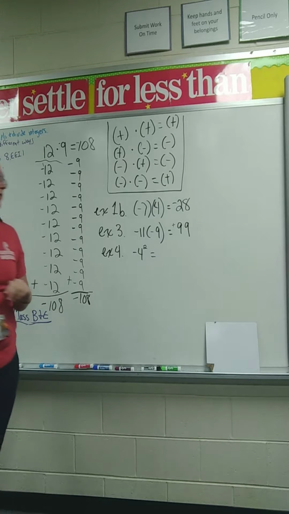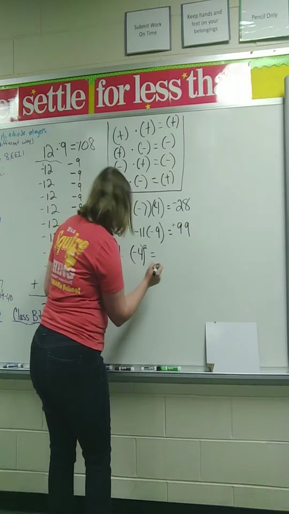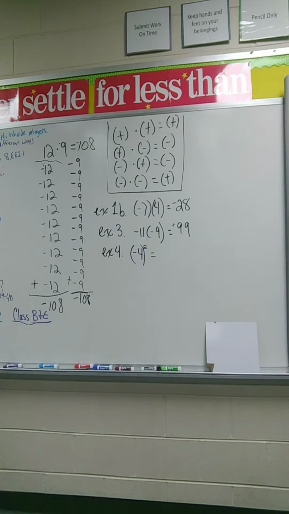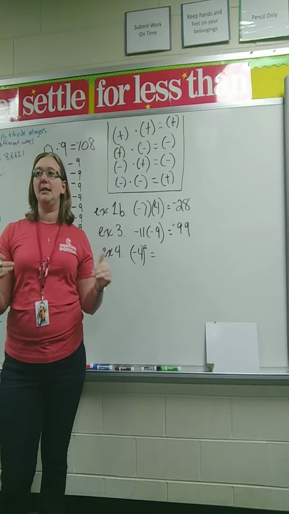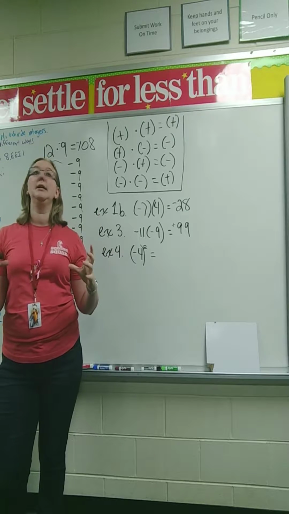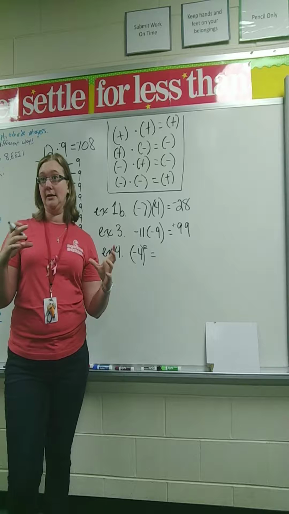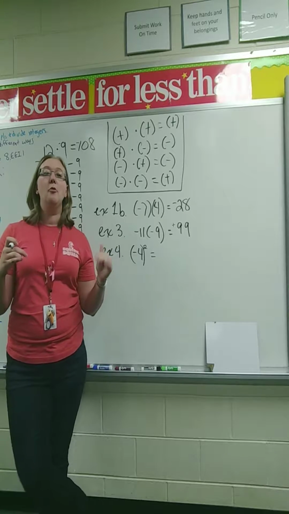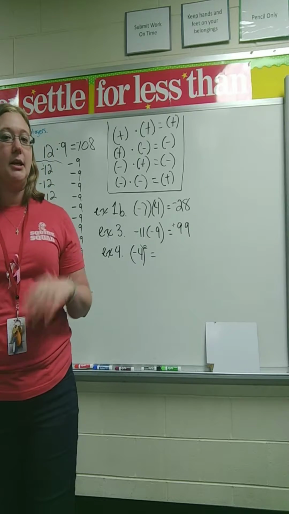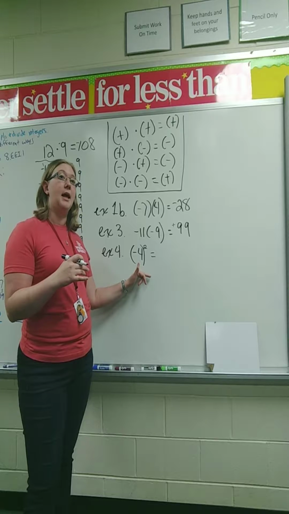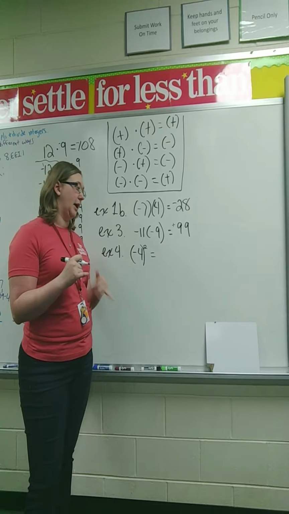The negative 4 is in parentheses. If my negative 4 is in parentheses, that means that the negative and the 4 are going to be raised to that second power. If it's not in parentheses, then the negative doesn't get multiplied twice. Does everybody understand that? We'll get more into that when we learn about exponents later this year. But we need to make sure that if it's in parentheses, both parts get multiplied.